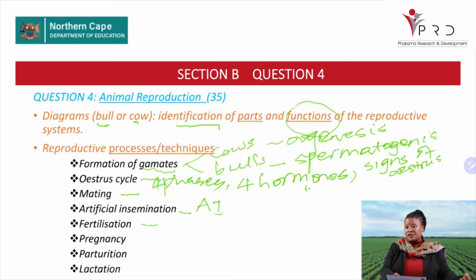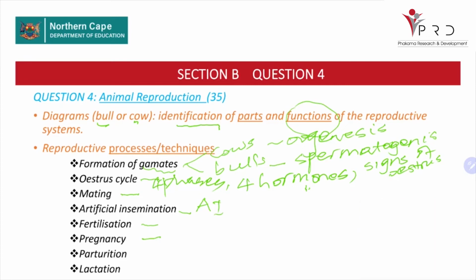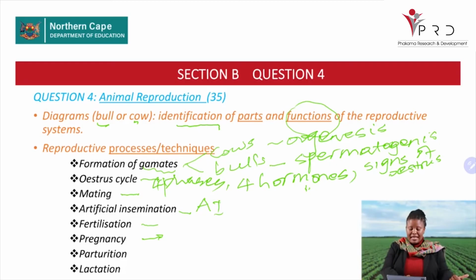Then we look at fertilization. The sperm cell and the egg cell must fuse in order to fertilize. Once the egg cell is fertilized, we'll be talking of pregnancy. The animal will be pregnant. And once it is pregnant, you must know the signs of pregnancy. You must know the stages of pregnancy. You must know which hormones are active when an animal is pregnant.